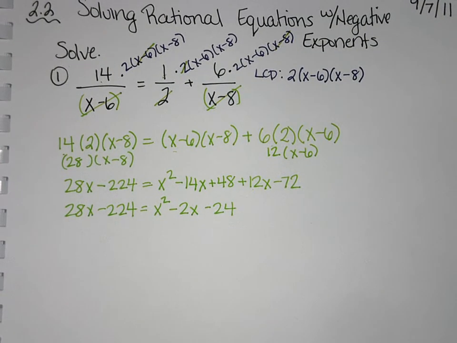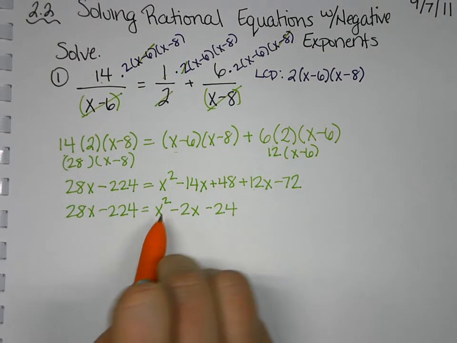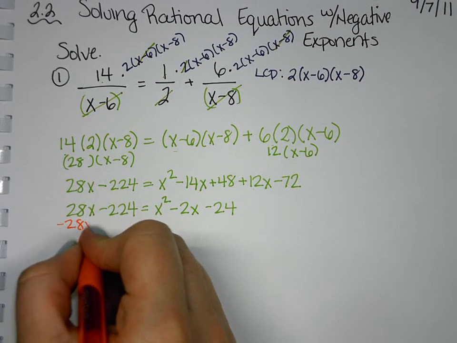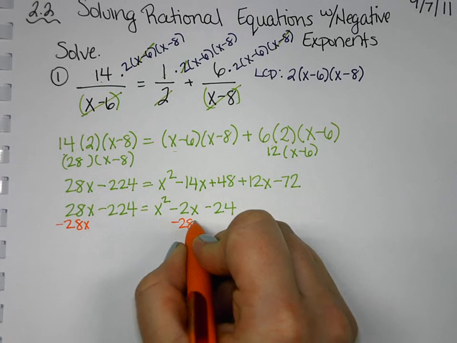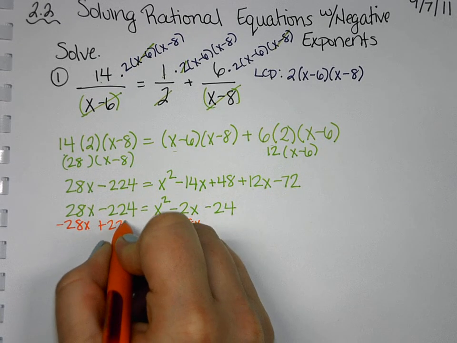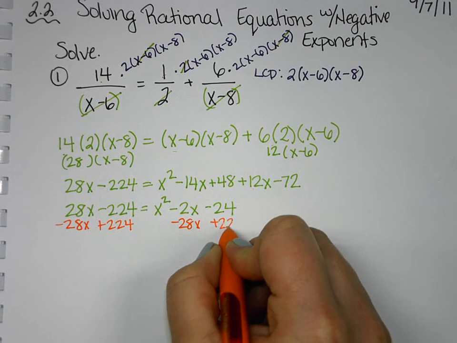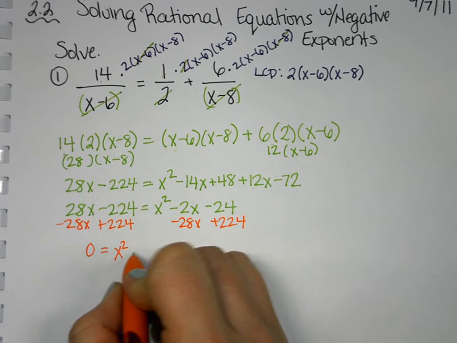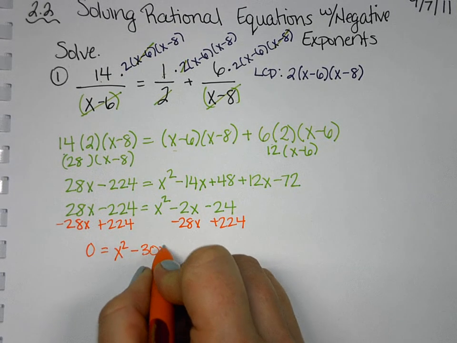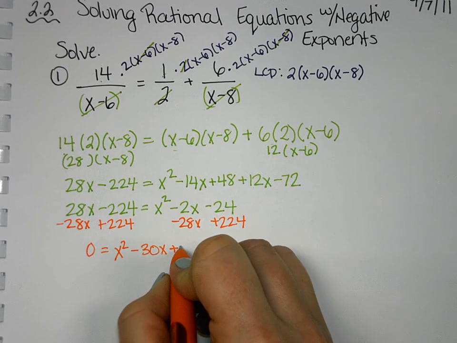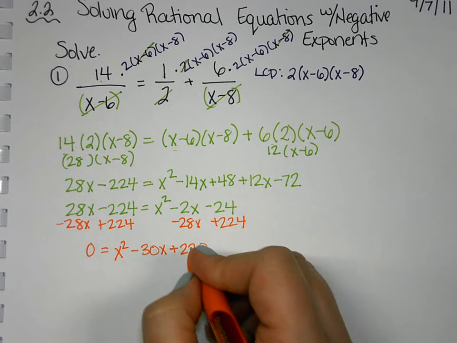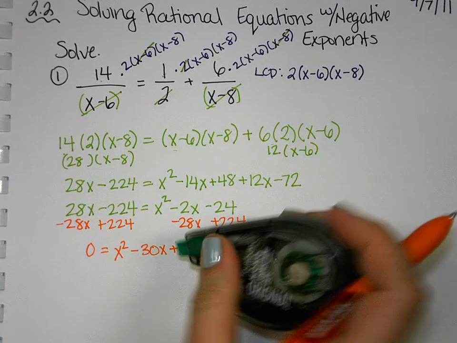So when I start thinking about solving for x, I need to get everything onto one side of my equation. So I'm going to bring everything to the side where my x squared is positive. So I'm going to minus 28x and add 224. So I have 0 on the left, and on the right I'll have x squared minus 30x plus 200. Let's see if I can add right.